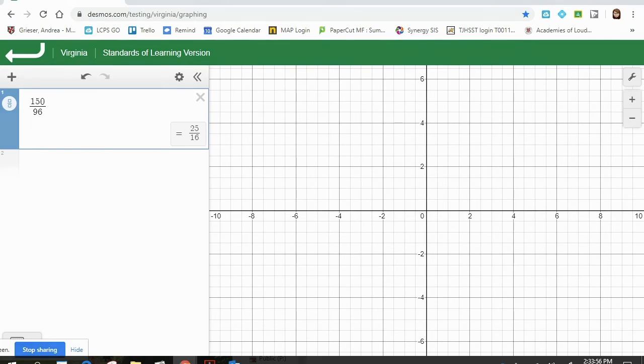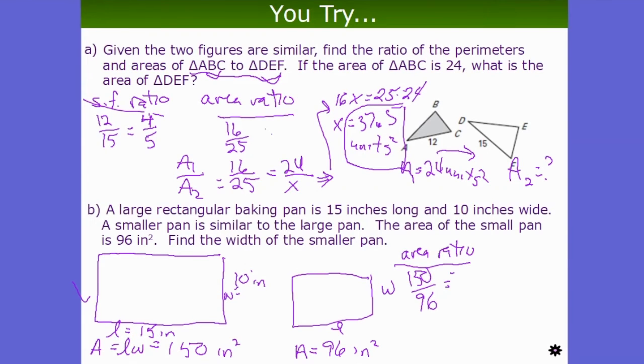They're both perfect squares. So the area ratio is the square of the scale factor ratio. So I can take the square root to get the scale factor ratio. And I'm very happy that they're perfect squares because it makes that easy in this example. So take the square root of 25, take the square root of 16. That's the scale factor ratio.